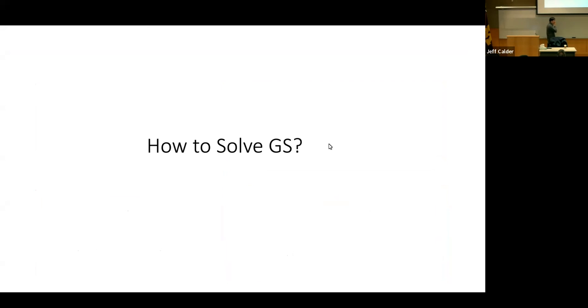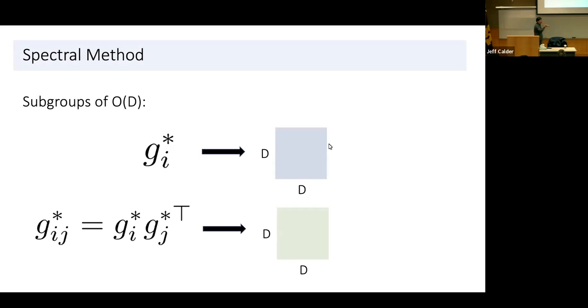Since it has very general applications, the natural question is: can we solve this problem in this general setting in a unified framework? How to solve this problem? In previous work, there was a standard solution that at least works for any subgroup of O(D), the orthogonal group with dimension capital D. If we make this assumption, then G_i star and the relative group elements can both be represented as D by D orthogonal matrices.